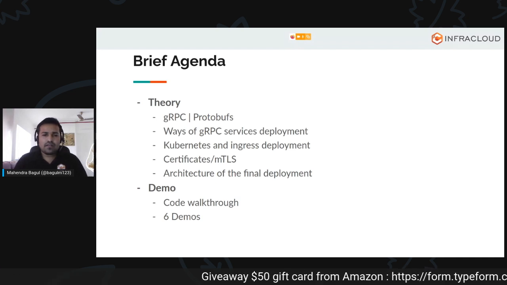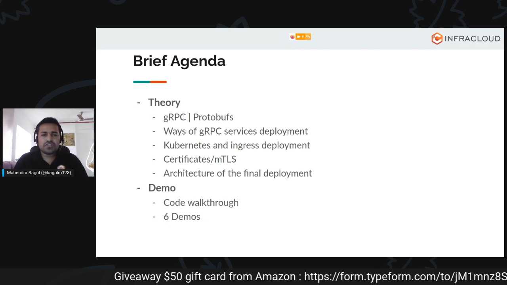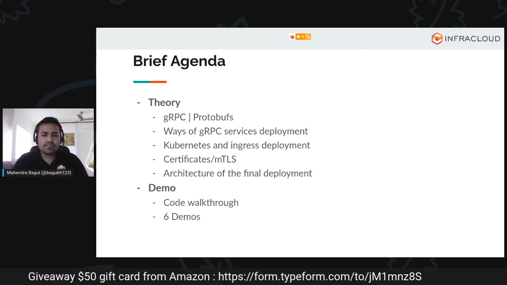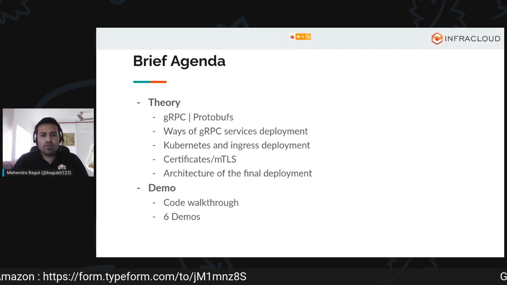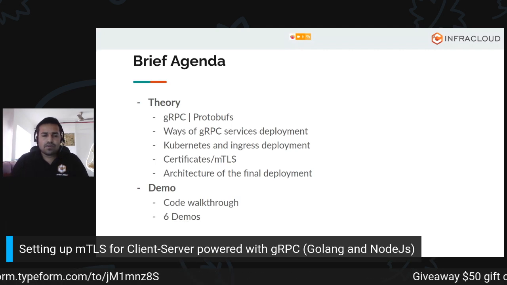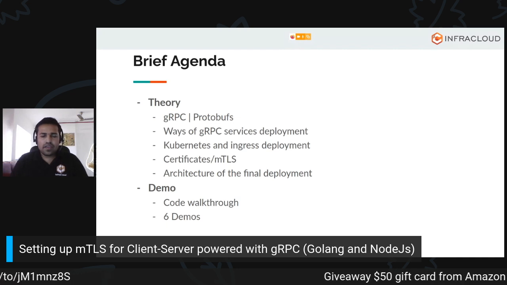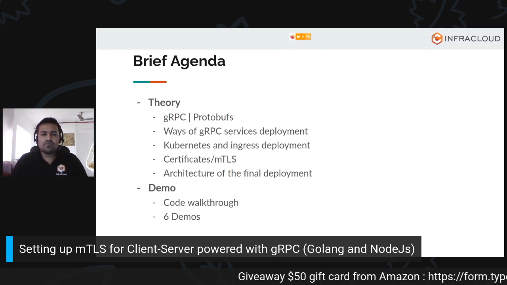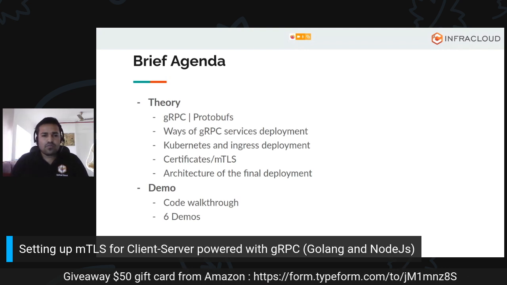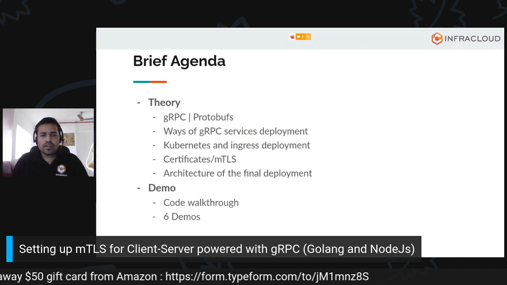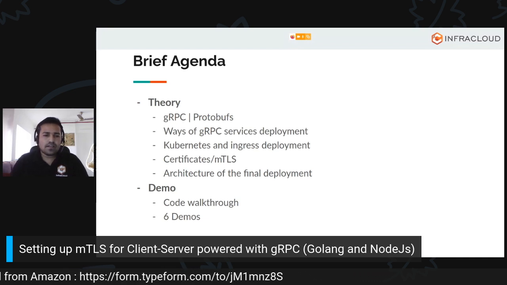So that is gonna be the setup, and that's why we need to touch on a few things from Kubernetes and Ingress deployment also. And we will also quickly talk about certificates and mTLS, because I have extensively used certificates to achieve the mTLS between the gRPC server and client. So we need to have some basic understanding, and we will cover a few things in the theory part as well.